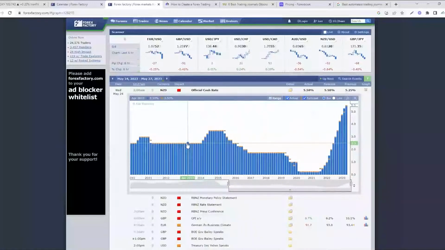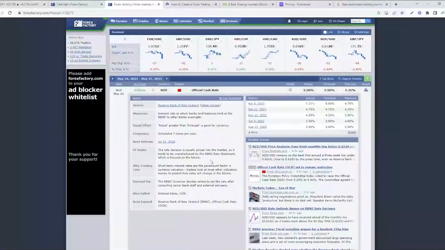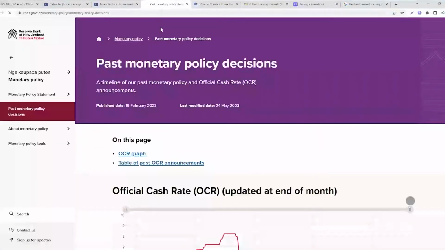So the Reserve Bank of New Zealand raised their interest rates today, right? Earlier today, they raised their interest rates at 2 a.m. GMT. So very early in the morning, GMT time. They raised it from 5.25% to 5.5% in line with forecasts. And also the good thing about this, you can click on the folder icon and it gives you further details or description about that particular data point. And you can also click on the latest release, which takes you to the actual page, right?